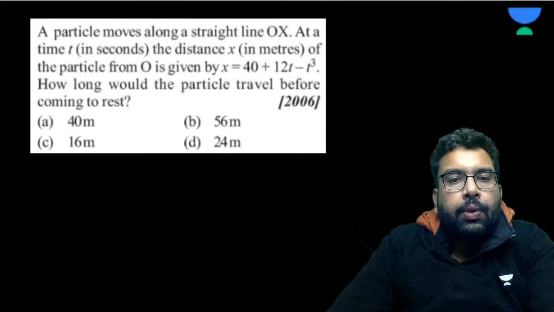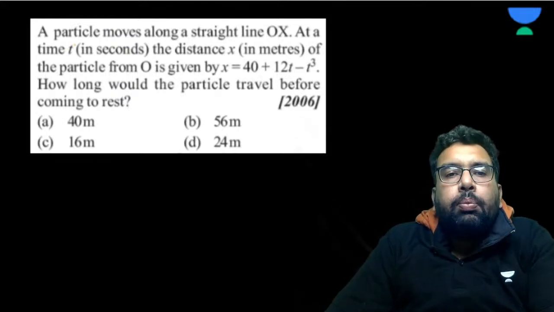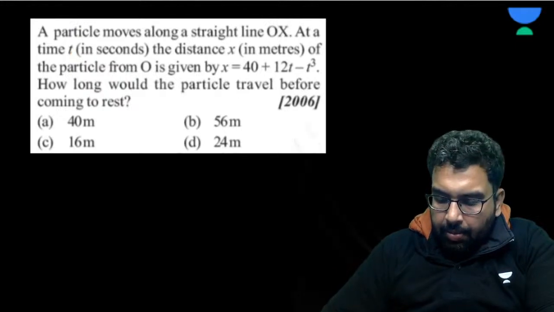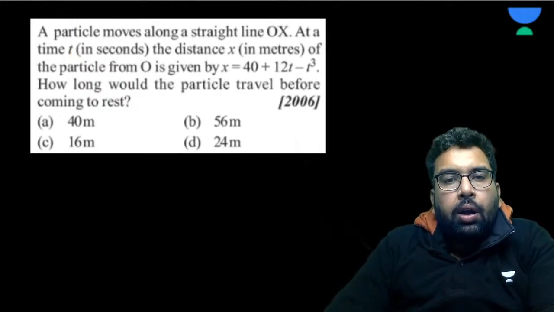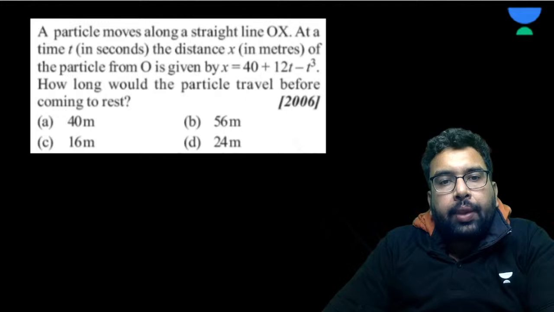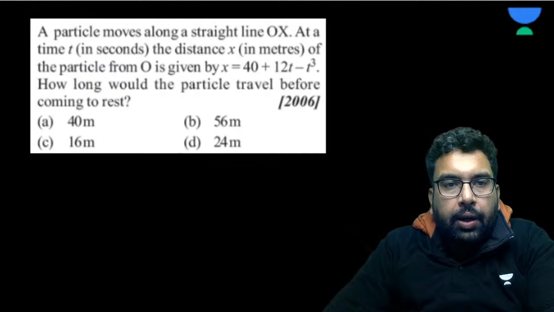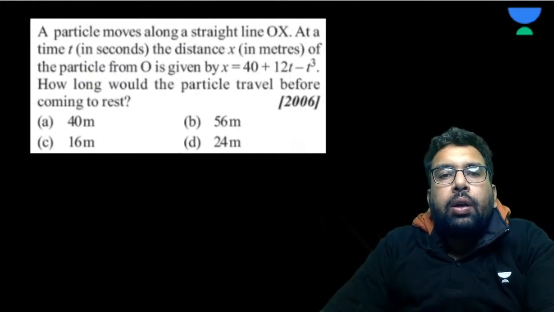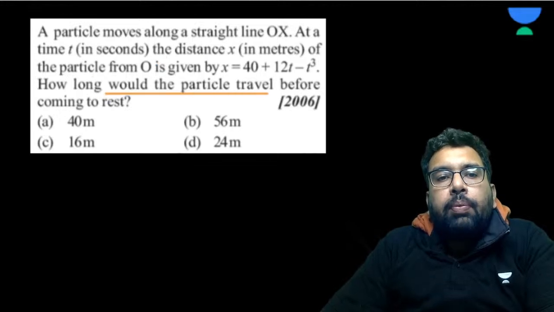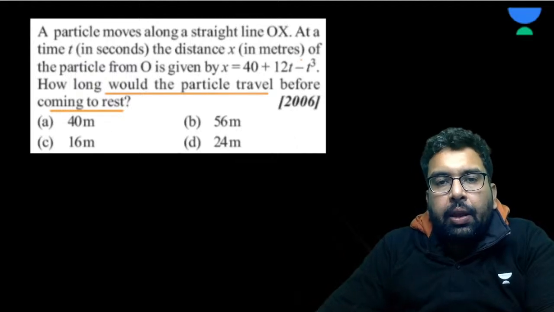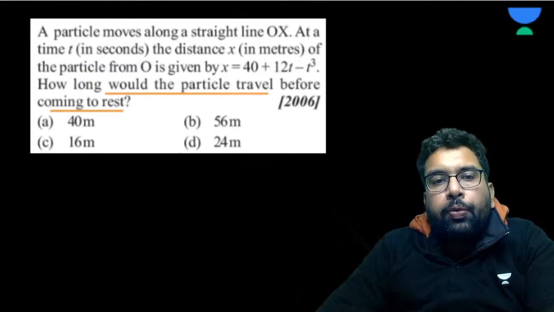So it says a particle moves along a straight line. A particle moves along a straight line OX, and at a time t the distance x is given. How long would the particle travel before coming to rest? So first of all, how before coming to rest? Whenever they say rest, that means velocity becomes zero.